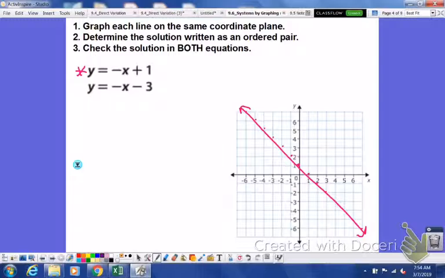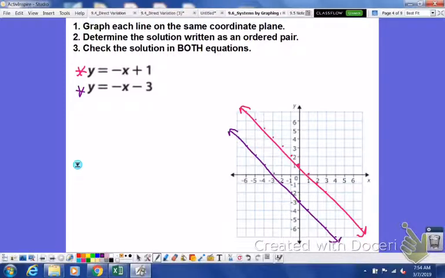Okay. The second line, throw a purple in here. Y-intercept is -3, so we start at -3. Slope is again -1. So down 1, right 1, or up 1, left 1. Connect all our points. Arrows on the end. Alright, we see that we are not intersecting anywhere. It looks like they're parallel lines, which means our answer would be no solutions.